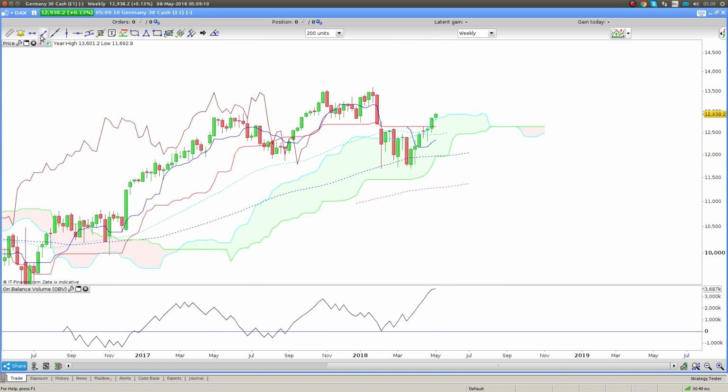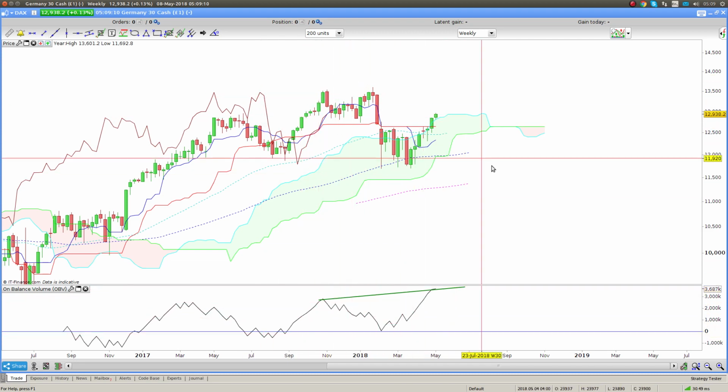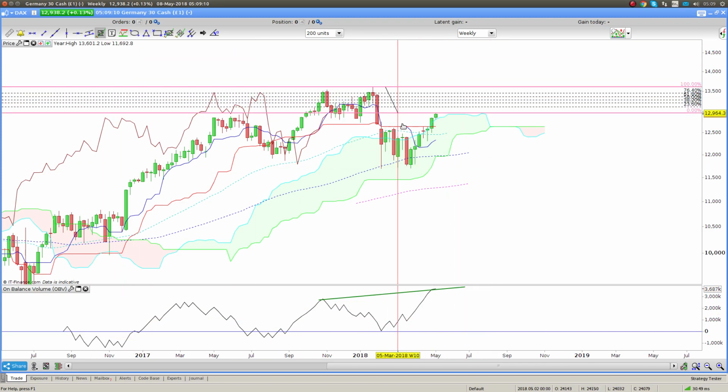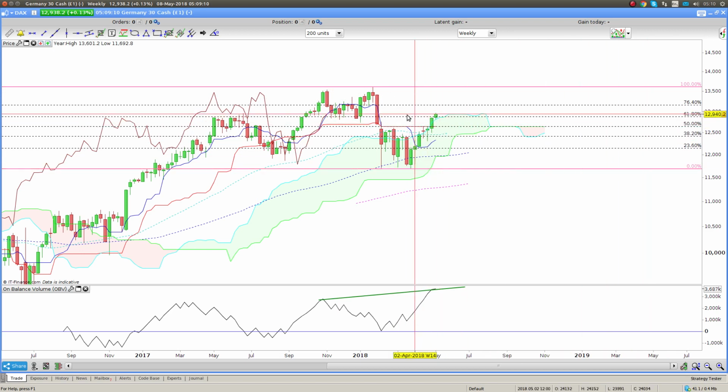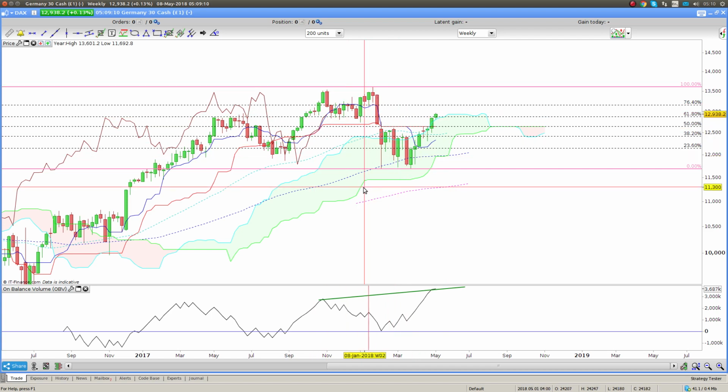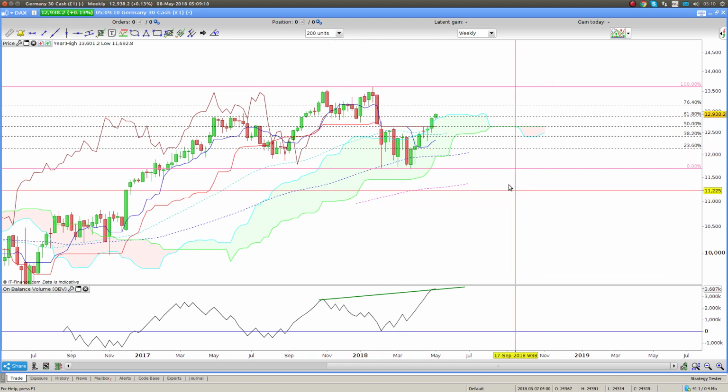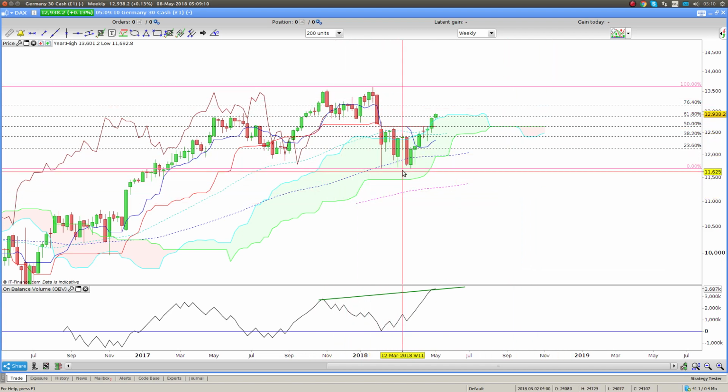So the weekly still concerns me with this divergence. You can see how OBV is moving to the upside while price is moving to the downside. The second part that's really concerning at the moment is that we are at the 61.8 Fibonacci of this last move. So this move to the downside, we have retraced to the 61.8.